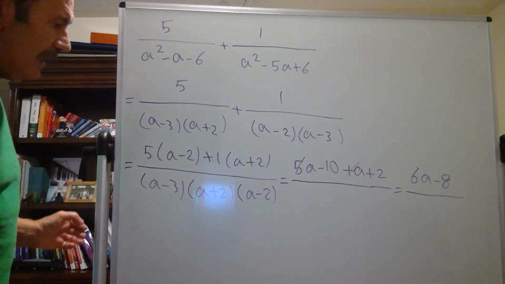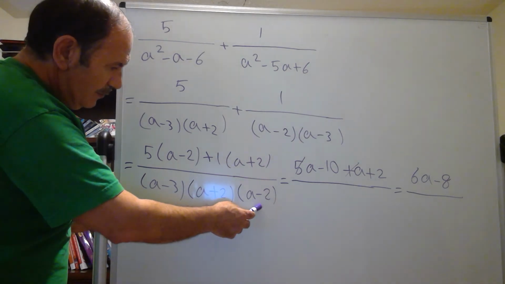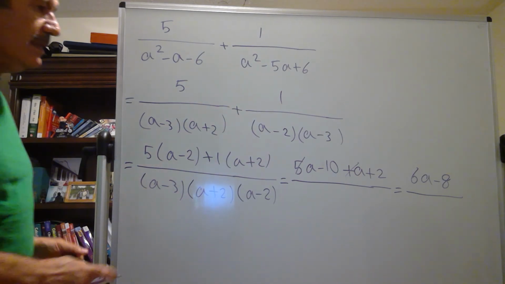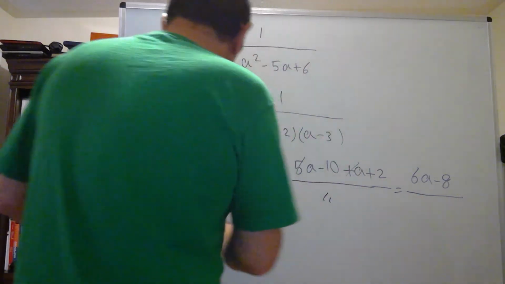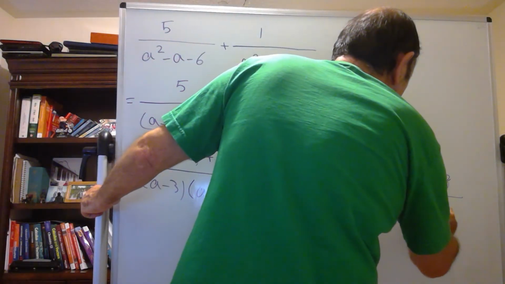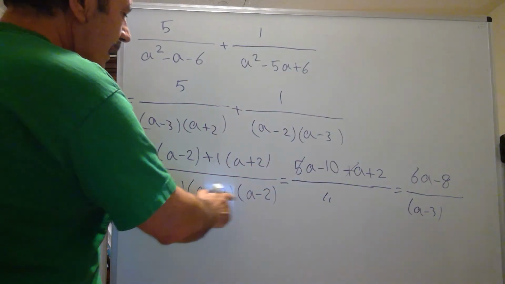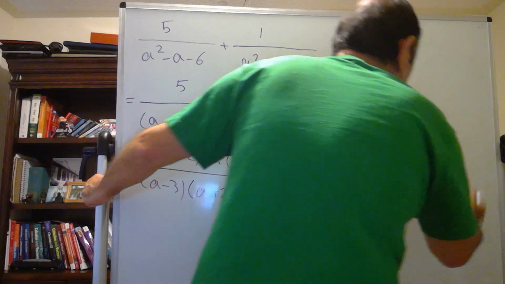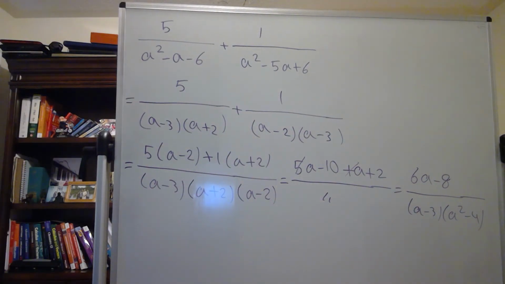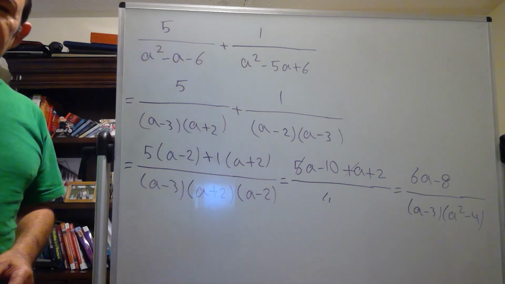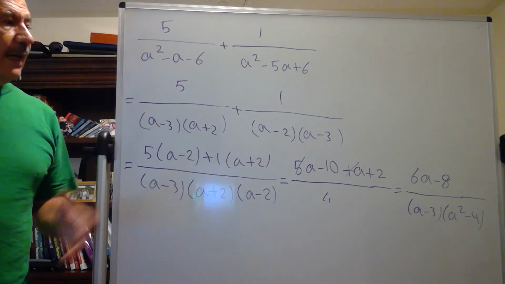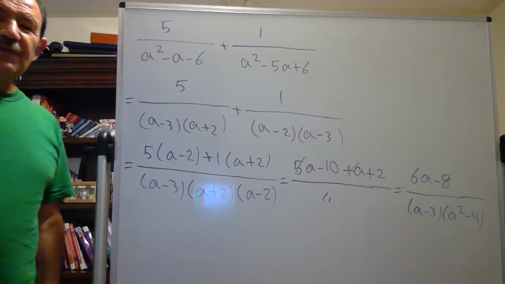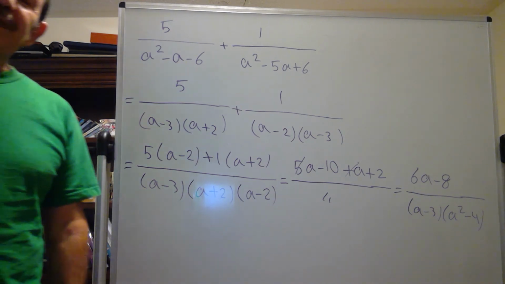Now, for this one, if I want to simplify it, a plus 2 times a minus 2 is going to be a squared minus 4. But I can keep it the same. It's going to be a minus 3, and this one is going to be a squared minus 4. And this one is going to be the final answer. We cannot cancel it anymore. Okay, this part was all about the addition and subtraction of fractions. I hope that you enjoy this video and it will be useful for all of you. Thank you and see you in next videos.